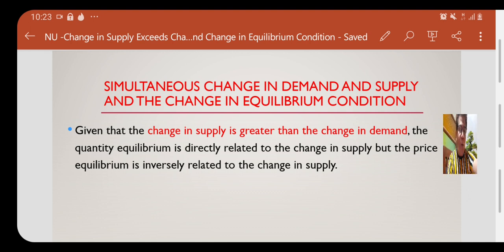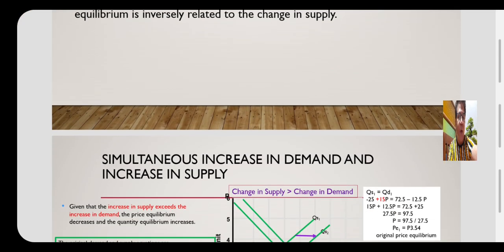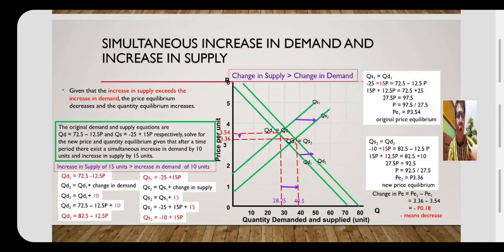So we will now deal with this particular market condition through a given problem. So let us consider this problem that will illustrate a market condition where the change in supply exceeds the change in demand. Reading this problem, the original demand and supply equations are QD equal to 72.5 minus 12.5 P, and QS is equal to negative 25 plus 15 P respectively.